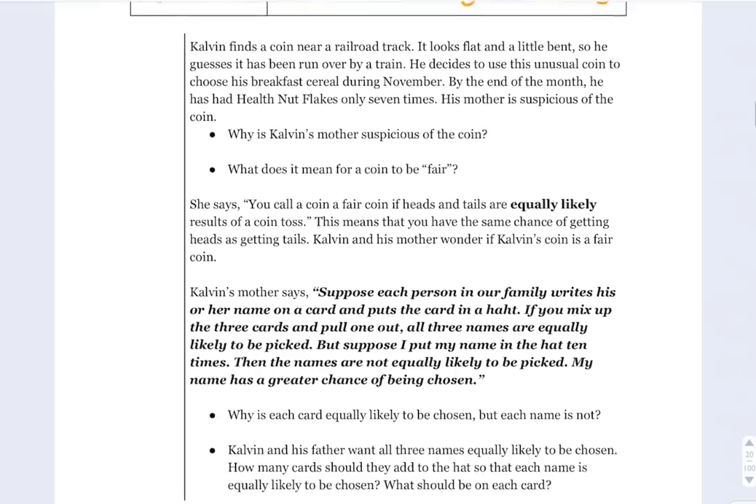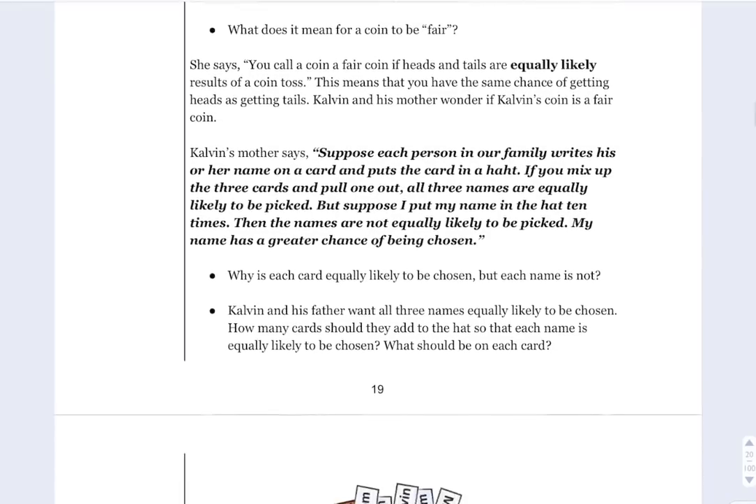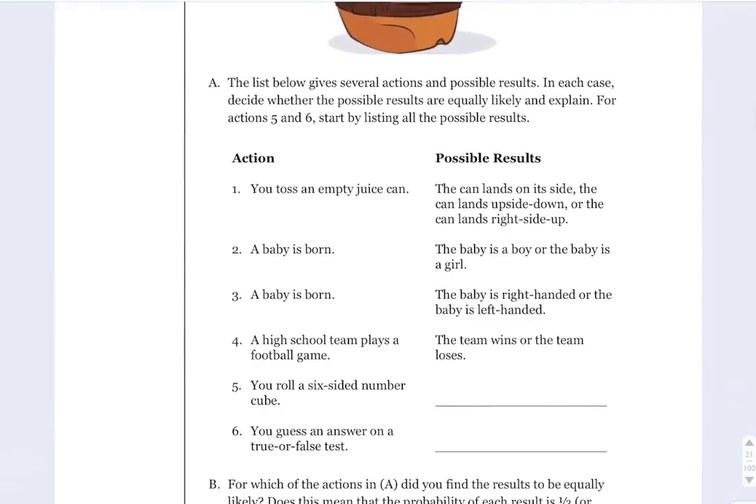So there's a story about Calvin and his coins because it landed on health nut flakes so many times. But what you'll notice is in some of your experiments, you have similar results. You'll have, I got 5 heads in a row or 6 tails in a row. And we know that that's possible, but not likely. And that over time, when you get more and more data, it'll come closer to the expected outcome. All right, so we're just going to decide if one of them is equally likely or not equally likely.